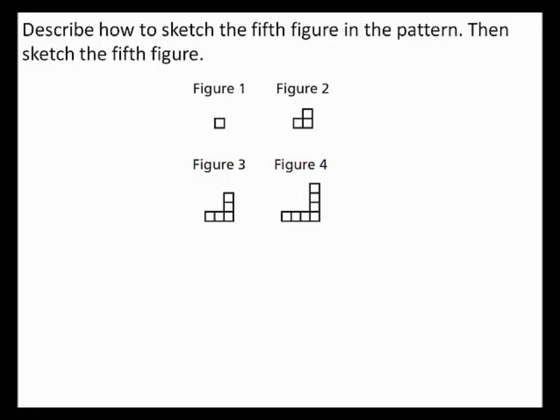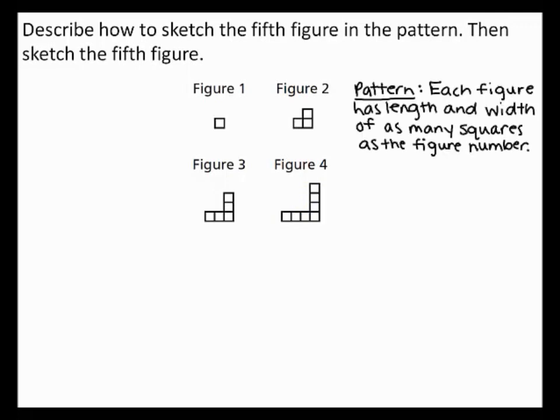To describe how to sketch the fifth figure in the pattern, first notice that Figure 1 has a length and width of one box, Figure 2 has a length and width of two boxes, Figure 3 has a length and width of three boxes, and Figure 4 has a length and width of four boxes.